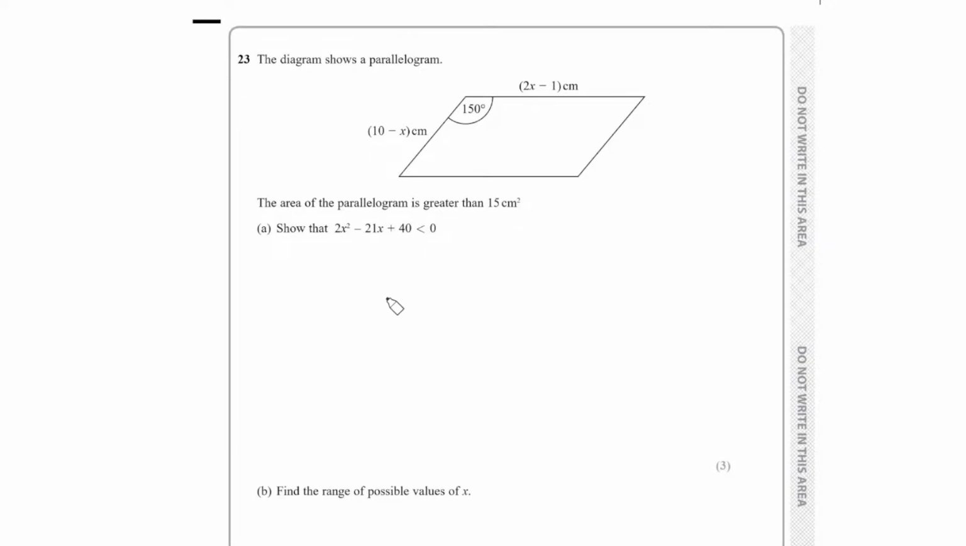So, question 23, the diagram shows a parallelogram. As you can see here, the area of the parallelogram is greater than 15 centimeters squared, and they've said show that we can get this equation. So how can we get this equation? Well, they're talking about the area, so we might as well find the area of the parallelogram. Now, the area of a parallelogram is kind of the same as a rectangle, but obviously we're not going to use the slant side. You have to use the perpendicular height. Perpendicular height there. So that's why they've given us this kind of angle, haven't they, as well? That's why they've added that in.